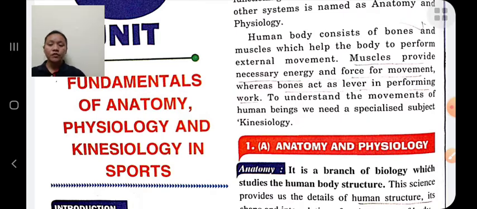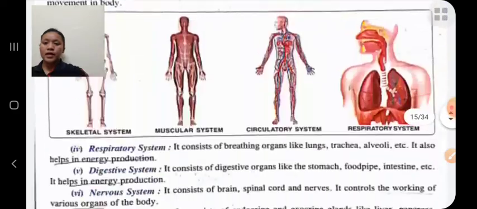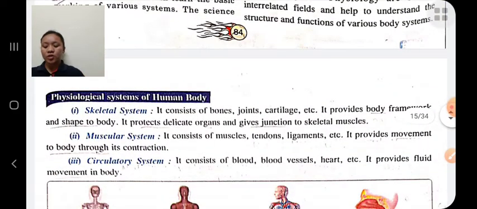Physiology is a science in which we study the functioning of various systems or organs in a human being and how they are interrelated with each other. There are some physiological systems of the human body, like the skeletal system. The skeletal system protects the internal organs and also gives attachment to the skeletal muscle. The skeletal system consists of bones, joints, cartilage, etc.